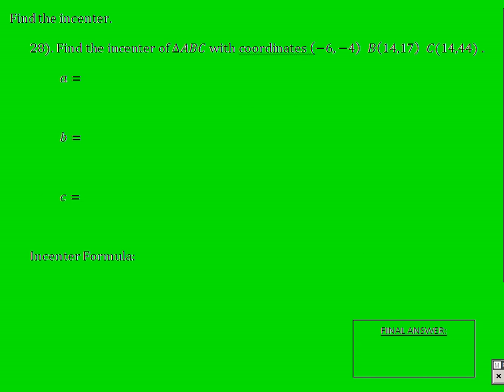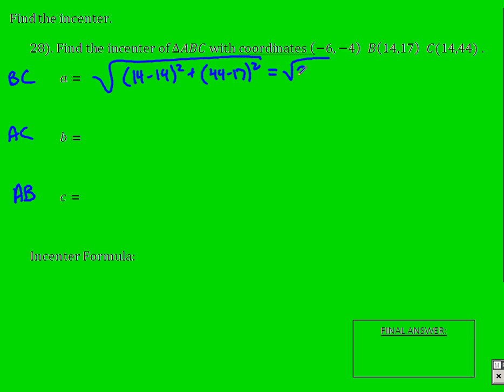Now, to find the incenter, we need to find the length of each side. When I do side A, I'm looking at points B and C. Side B gives me A and C. Side C gives me A and B. The formula is you take the square root, you subtract the x values of B and C. So subtract 14, 14, that's pretty easy, and square it, and then subtract the y values. So 44 minus 17, and square it. Add them up and take that square root. So I end up getting the square root of 27 squared. Well, the square root of a square is just what you started with, 27.